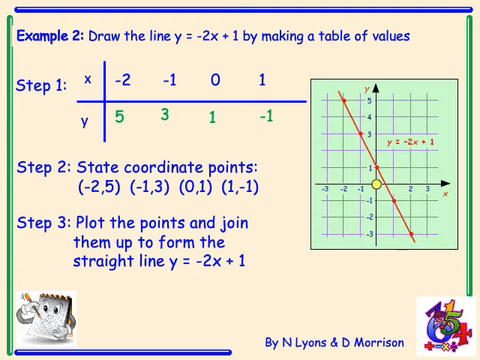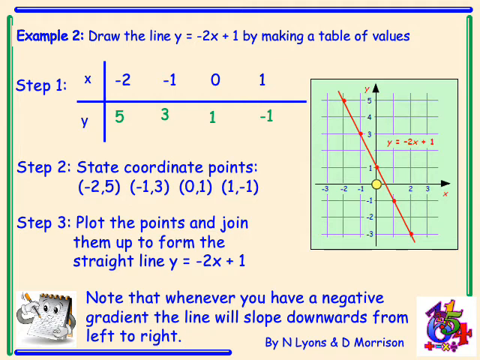So this is what we should have. Clearly see it cutting our y-axis at 1. Now, again, note that if you have a negative gradient, the line will slope downwards from left to right.